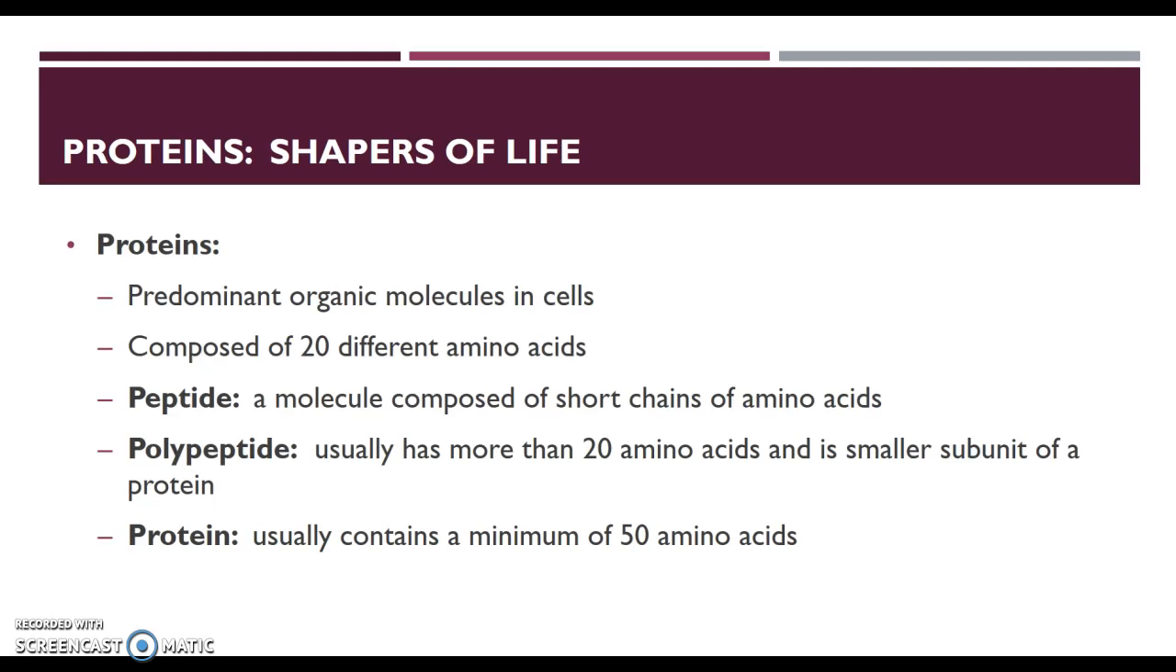They are composed of 20 different amino acids, and we distinguish proteins by their size. So a peptide is a molecule composed of short chains of amino acids, typically less than 20. A polypeptide usually has more than 20 amino acids and is generally a smaller subunit of a larger protein. And then we consider a protein any structure that contains 50 or more amino acids.